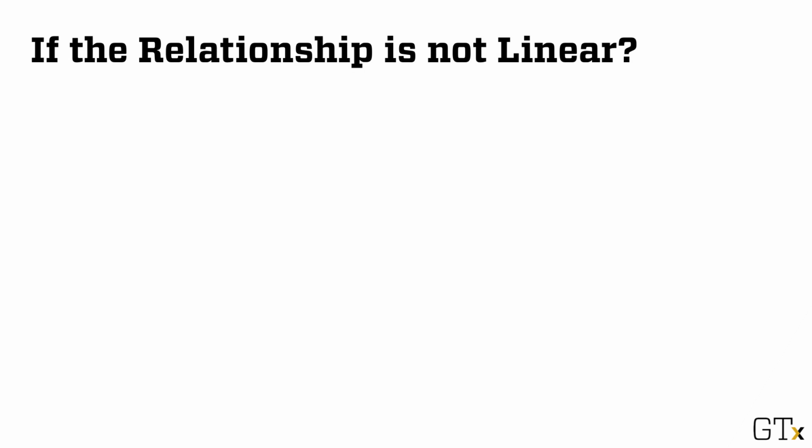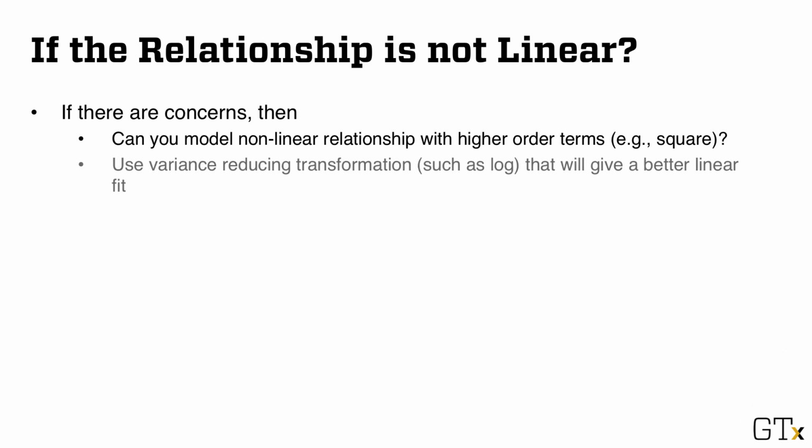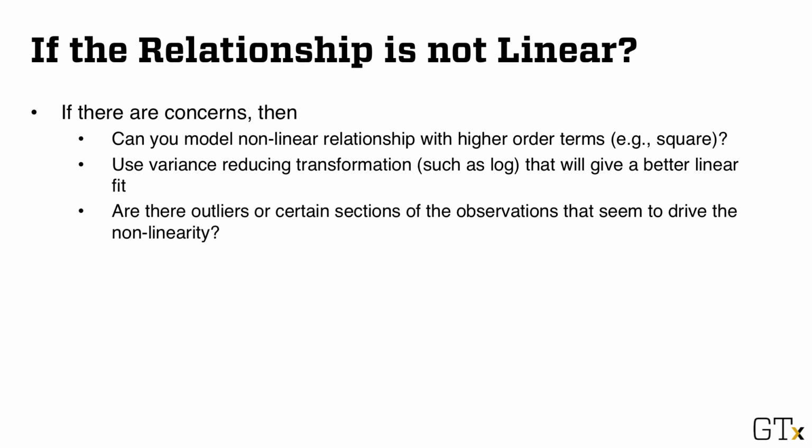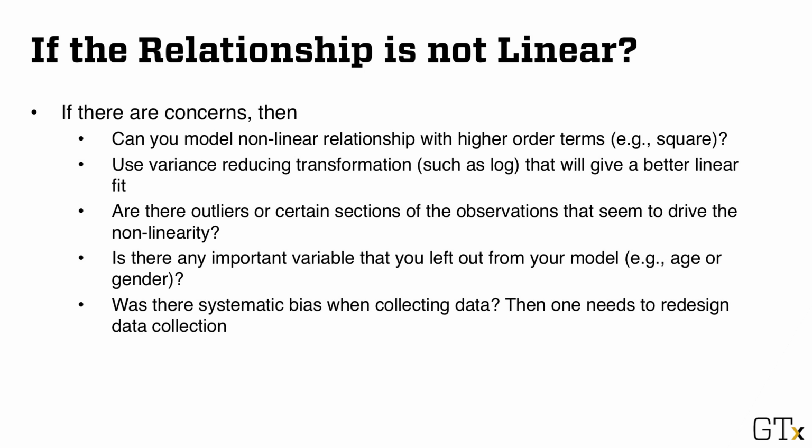If the relationship is not linear, what can you do? So if you have these concerns, can you model using nonlinear relationships with higher order terms? Example, use squares or cubes, or use variance reduction transformations such as logs. Or what is driving the nonlinearity? Is that due to outliers? Or is there an important variable that you left out from your model? For example, age or gender of participants, let's say, in a study. Or was there systematic bias when collecting data? If that's the case, you need to redesign your data collection procedures.